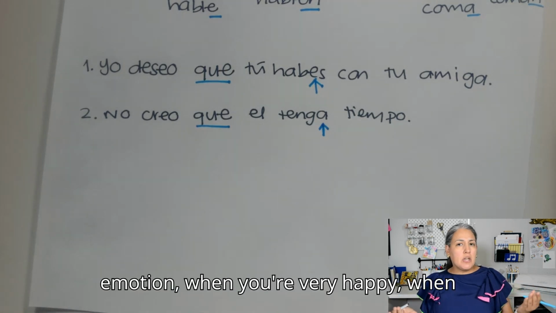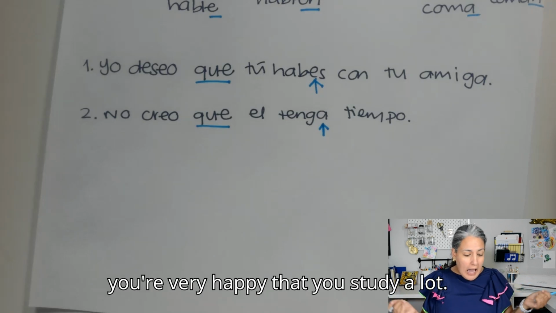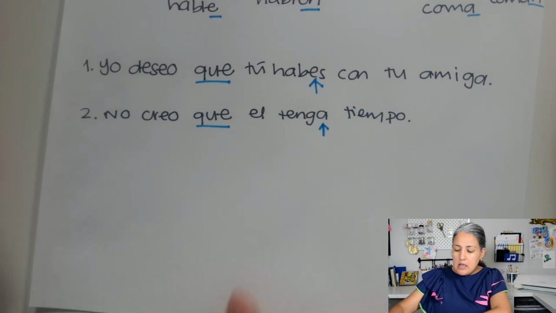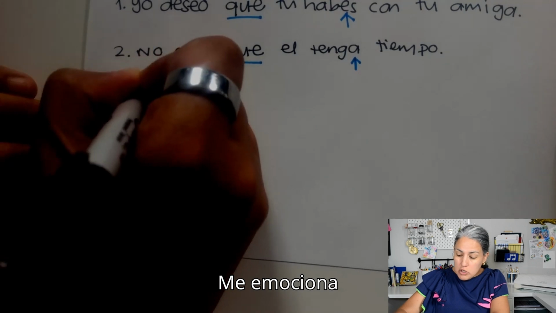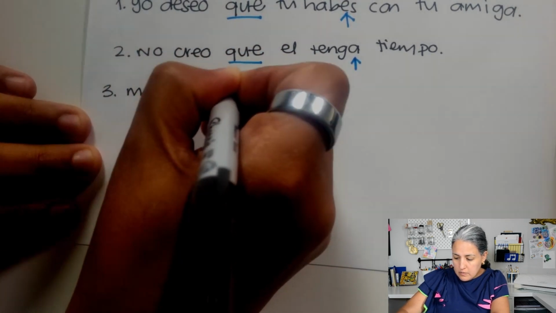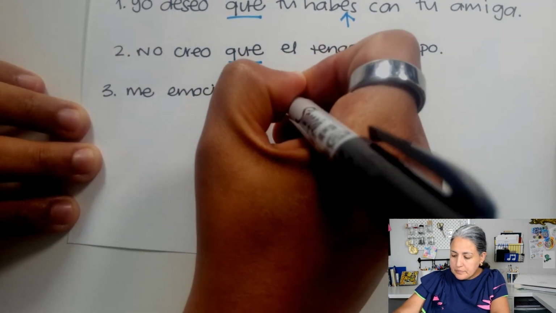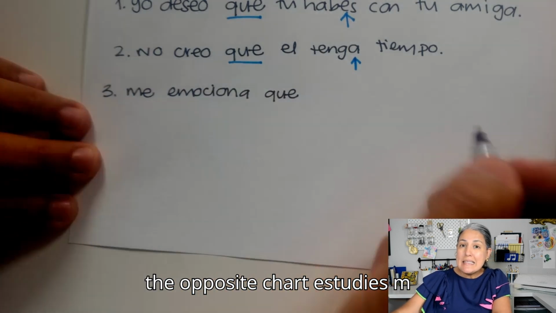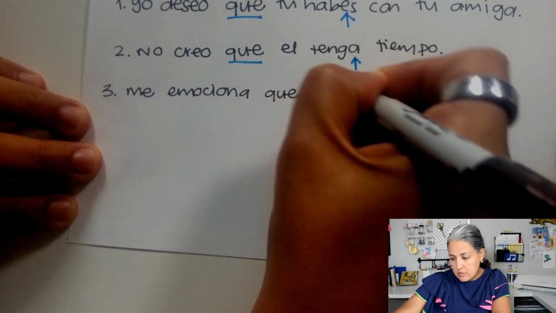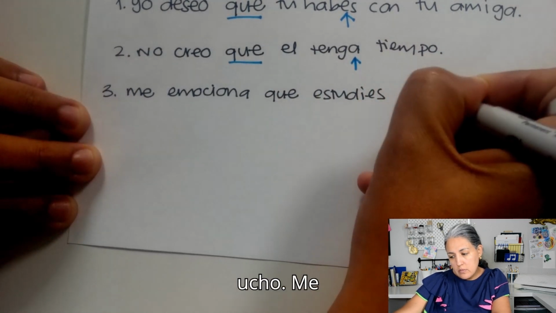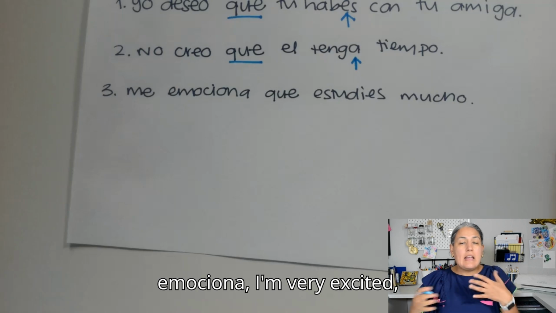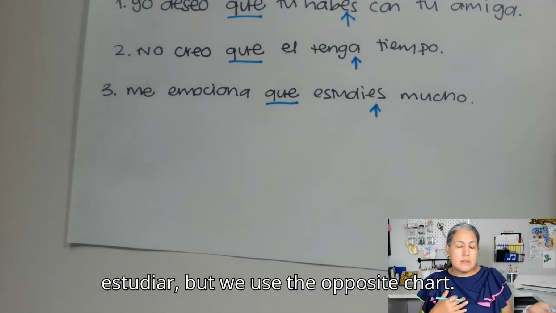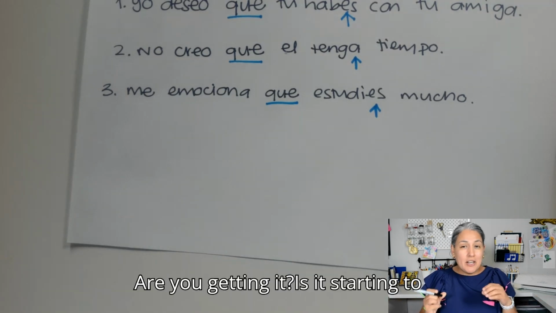Another one is an emotion. When you're very happy that you study a lot. I'm very happy that you study a lot. Me emociona que estudies mucho. The verb study is estudiar. We use the opposite chart. Me emociona. I'm very excited. Que estudies. Estudiar, but we use the opposite chart. Are you getting it? Is it starting to become a little bit easier?